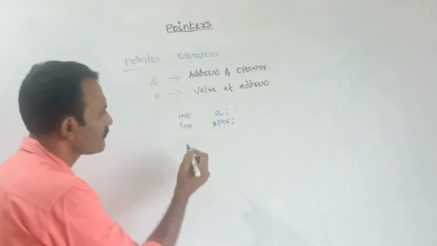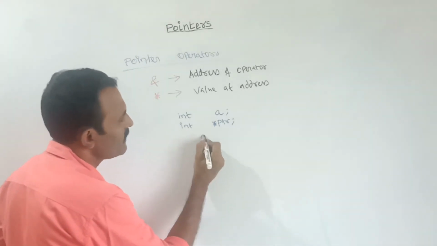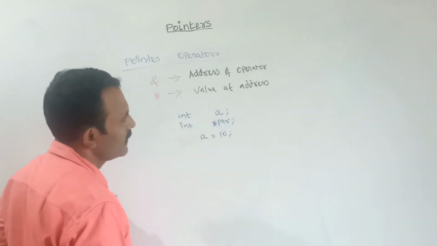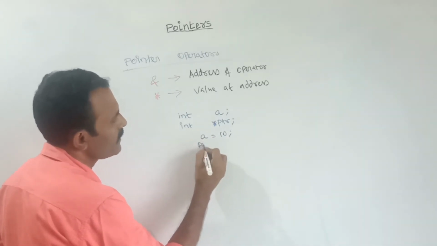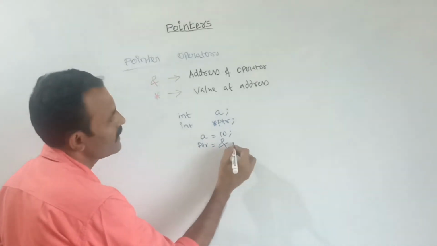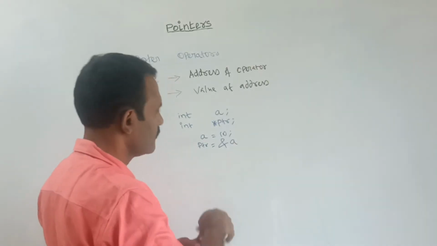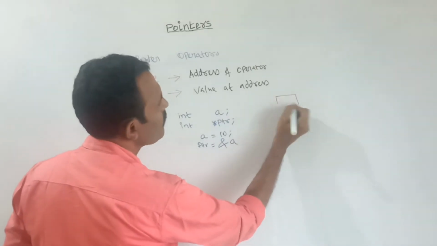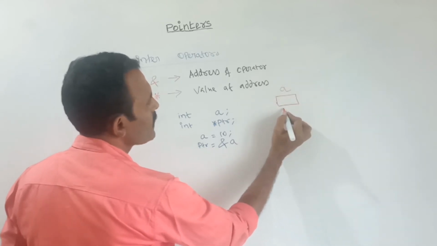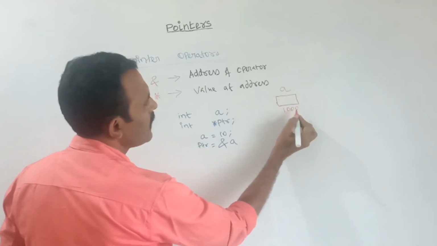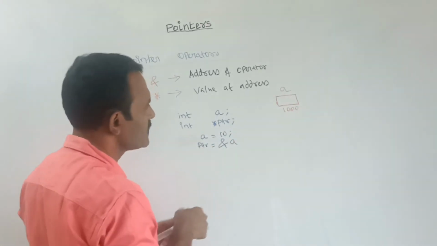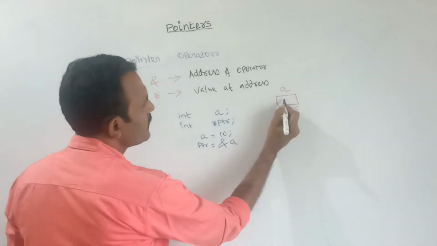So here, suppose I am storing the value a is equal to 10. Next, the ptr pointer variable is equal to the address of a. This is the variable name, location number or address. The address is 1000, let us assume 1000. Next, the value inside this a is how much? 10.